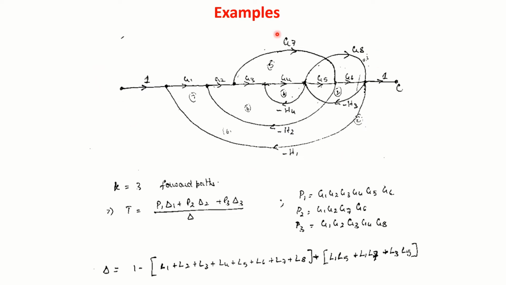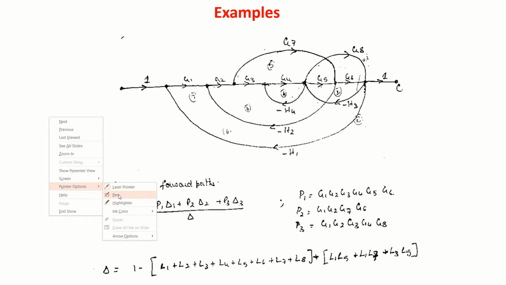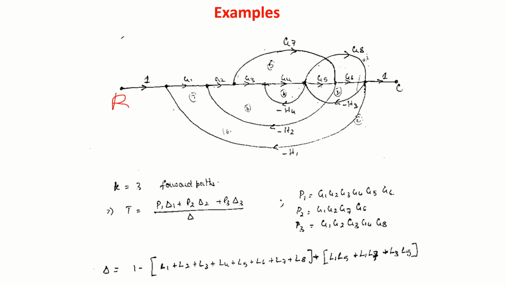So here again, I have given a signal flow graph. As discussed, you have to find the transfer function of this. So basically now, as per Mason's gain formula, let us find out how many forward paths are there in this. This is one forward path. Again, start from R. This is the second forward path. And this one is the third forward path. Okay, there are three forward paths.